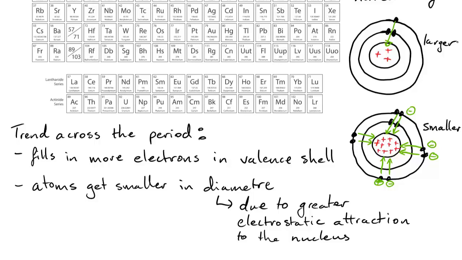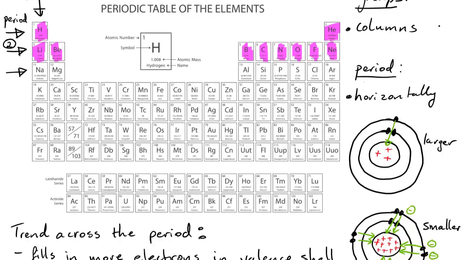So that's the most significant trend across the period. There are two trends: first of all, when you go across the period, the amount of electrons in the valence shell increases, and the second trend when you go across the period is that the atom actually gets smaller.